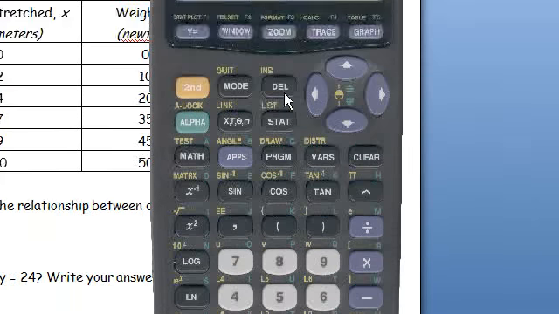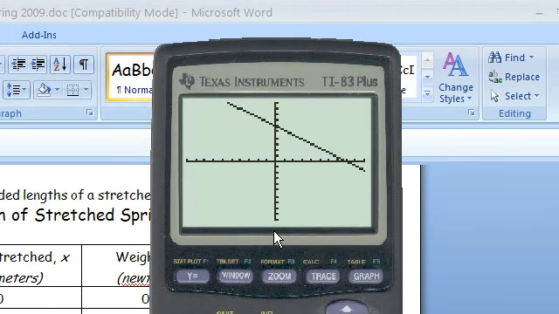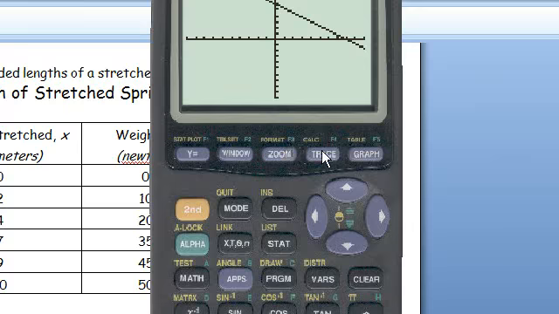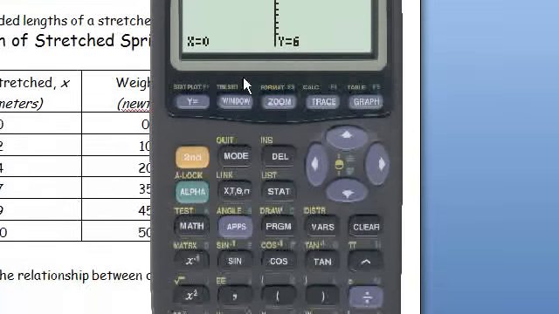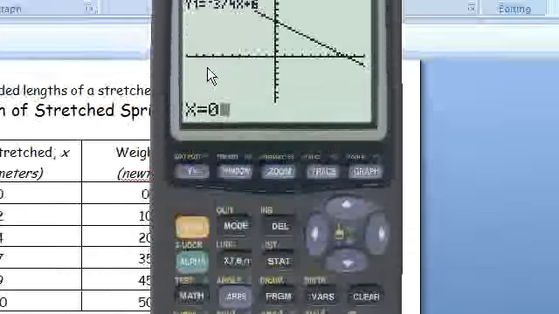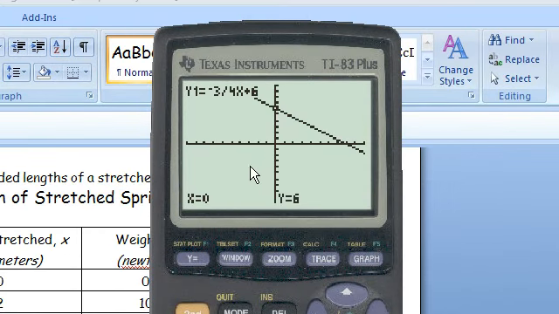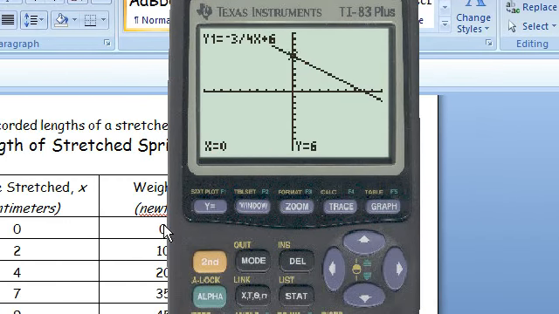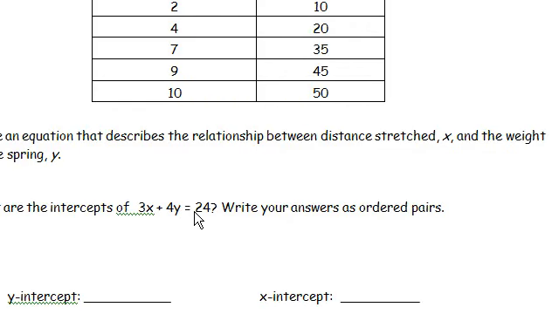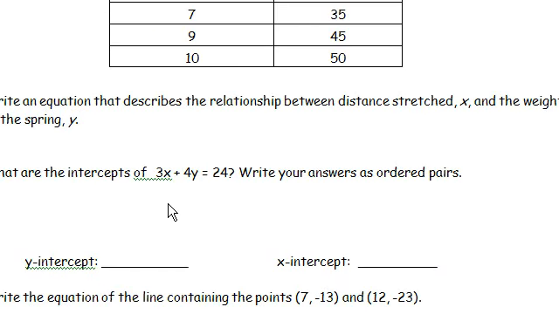If we come back out zoom standard, we can easily figure out what y equals when x equals 0 by just pressing 0. So x equals 0, hit enter, y equals 6. So that's how, using the calculator and a little bit of algebra down here, you can figure out the x and y intercepts. So I just showed you 2 ways to find the x and y intercepts.